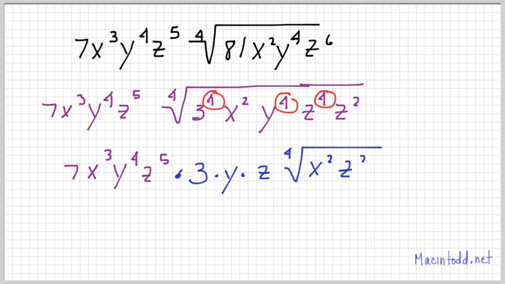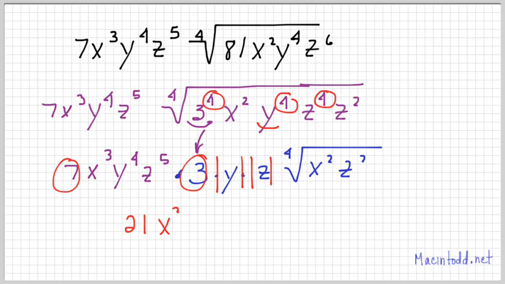Let's check to see if we need absolute values on anything we brought out. 3 to the fourth is guaranteed to be positive, and we brought it out as just a 3, so it's positive already. Y to the fourth is guaranteed to be positive, but the y could go either way, so we should stick it in absolute values. Z to the fourth is going to be positive, so when I fourth root it, I better get a positive answer as well. So my best solution for this would be 3 times 7, 21, x cubed y to the fourth z to the fifth times yz in absolute values.